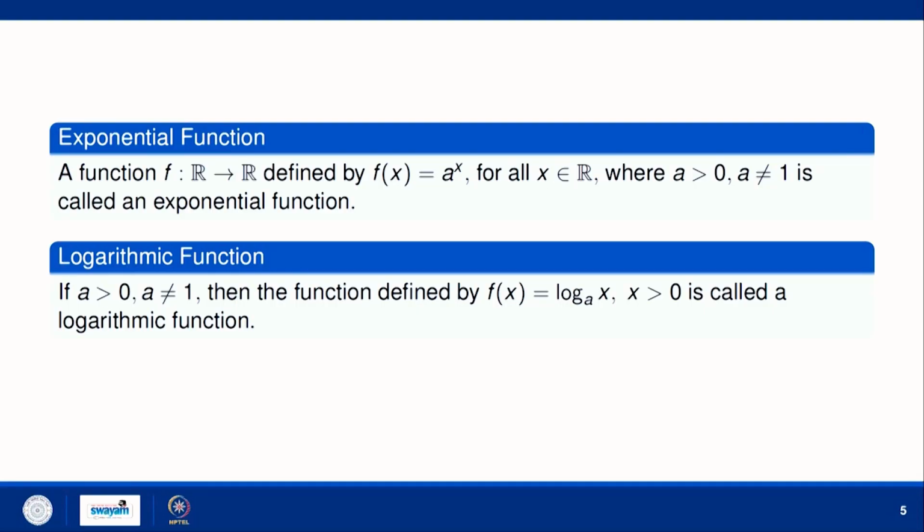So, this is a step type function. This step type function is basically the greatest integer function. And what is the domain and range of this function? The domain and range of this function is the entire real line. Okay. Next is exponential function.